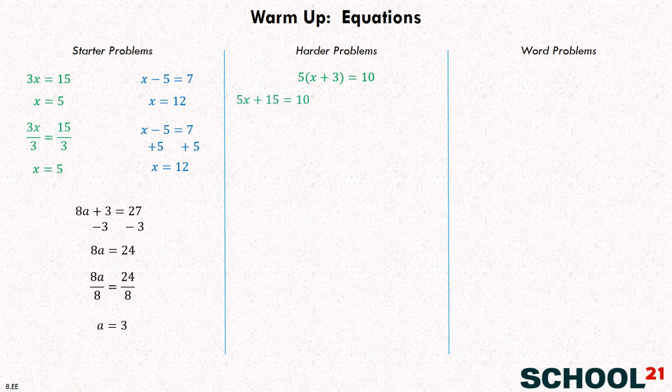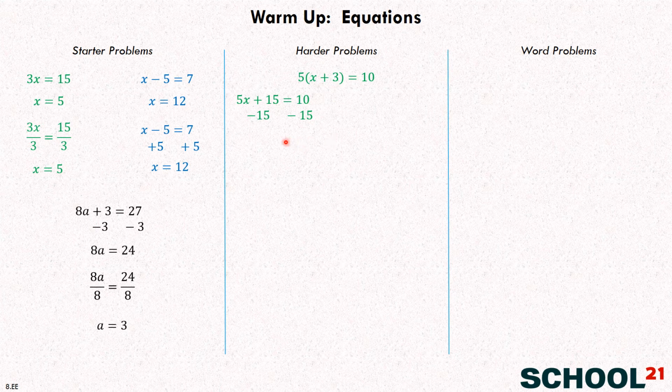So let's first try going ahead and applying the distributive property. So this 5, as we said, is multiplying by the x and the 3. And so we have 5 times x is 5x, plus 5 times 3 is 15, and that equals our 10. So the first step that we took here was to go ahead and apply the distributive property. Okay? So that's one of the ways that you can do this.